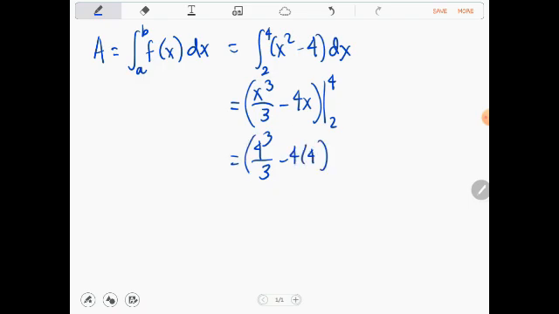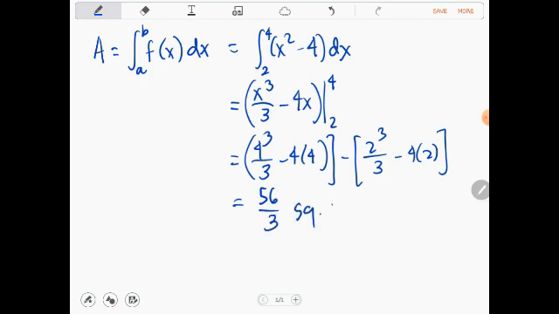Okay, so na-replace natin siya. Yung ating x value ay naging 4 minus we have 2 cubed all over 3 minus 4 times 2. Okay, so simplifying further this equation, this will give us 56 over 3 square units. And ito yung ating sagot.